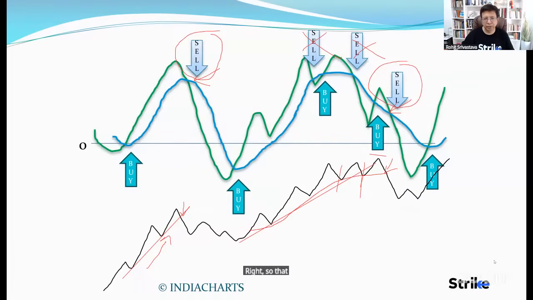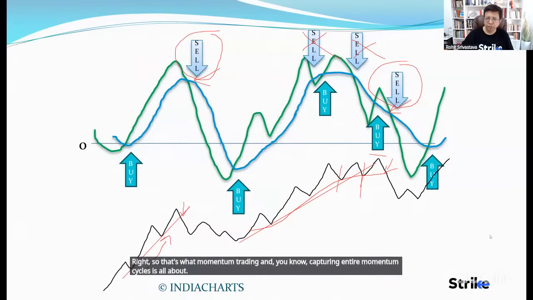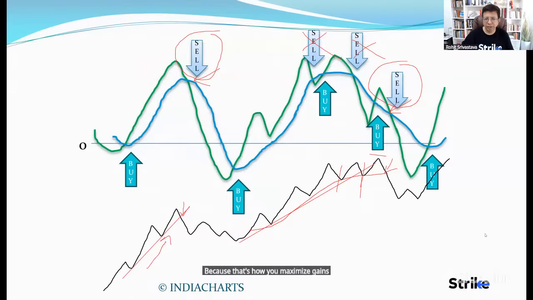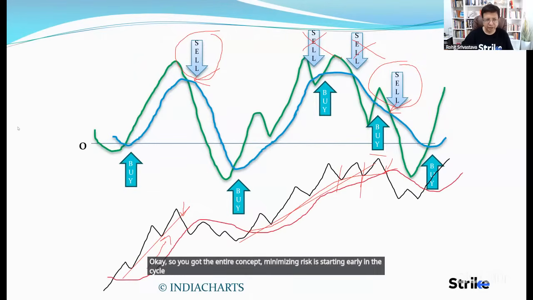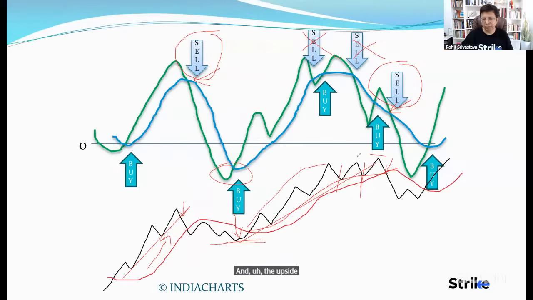So that's what momentum trading and capturing entire momentum cycles is all about, because that's how you maximize gains and minimize risk. Okay, so you got the entire concept. Minimizing risk is starting early in the cycle. You make sure that you are buying when the risk to the downside is minimal, like only so much. If it goes down, you can't lose more than the previous recent low. And the upside is maximized by riding it properly. So that's the risk reward play that we are trying to do.